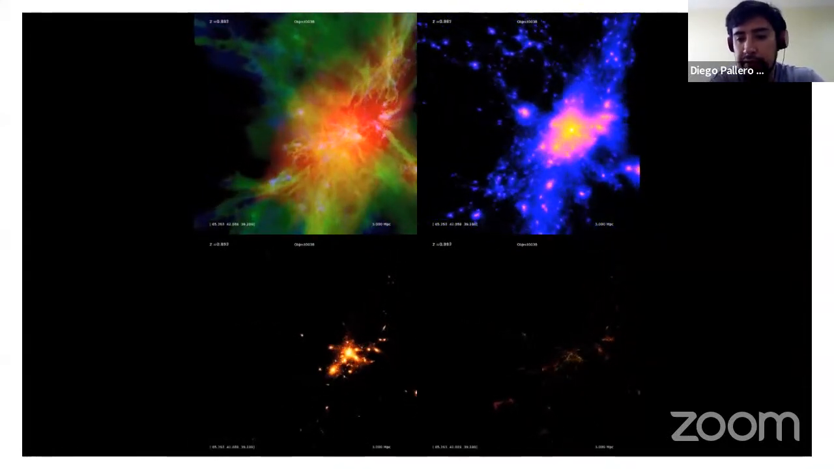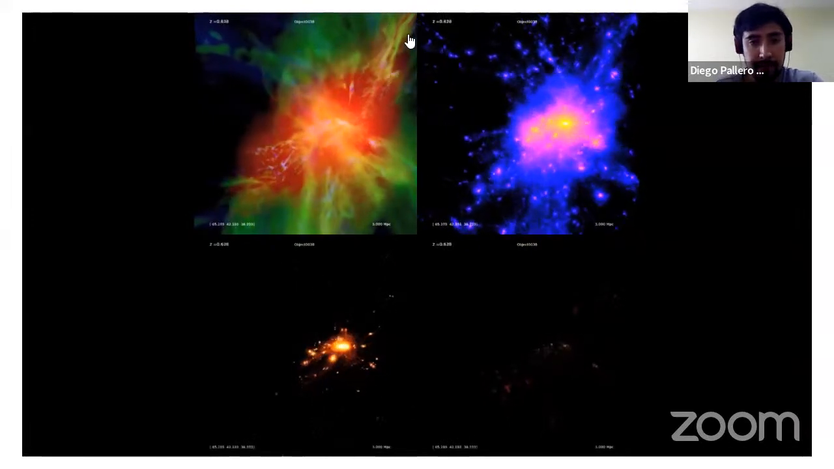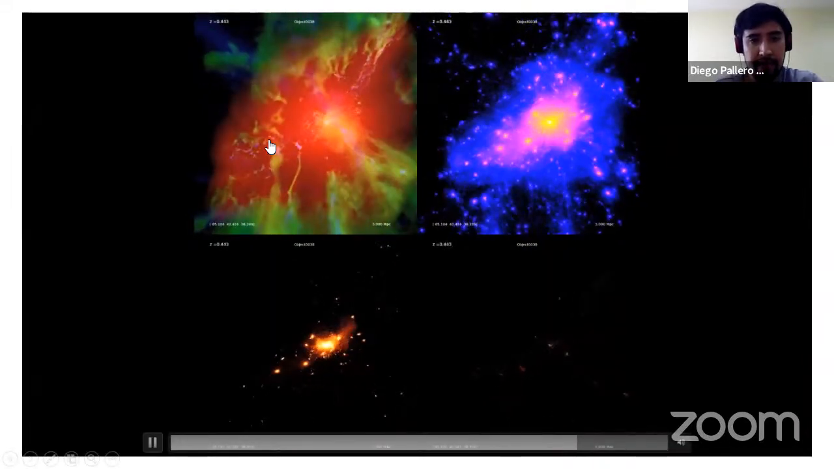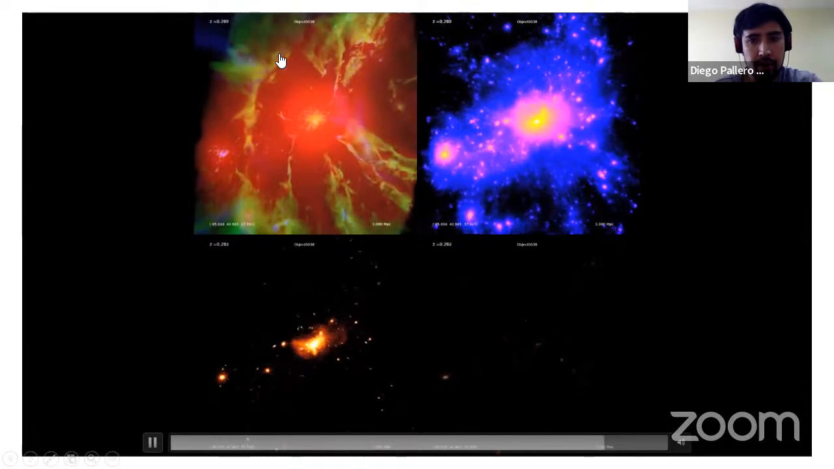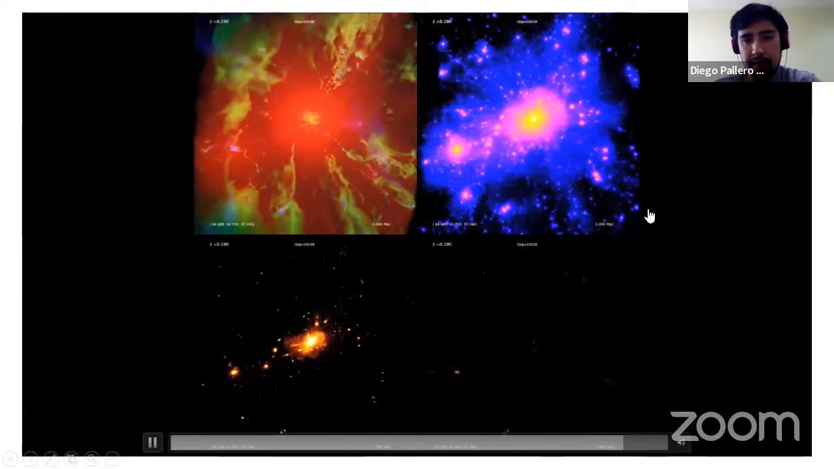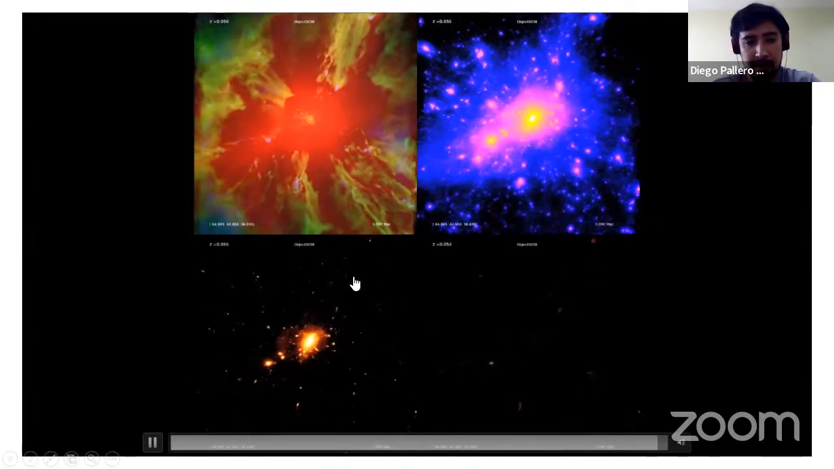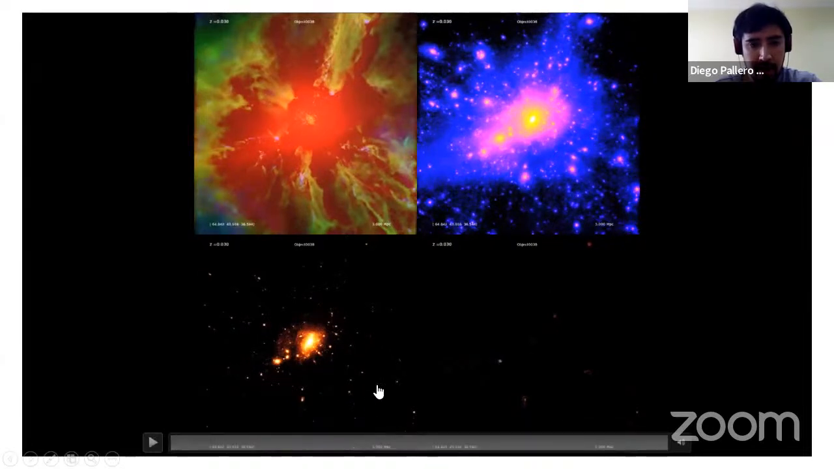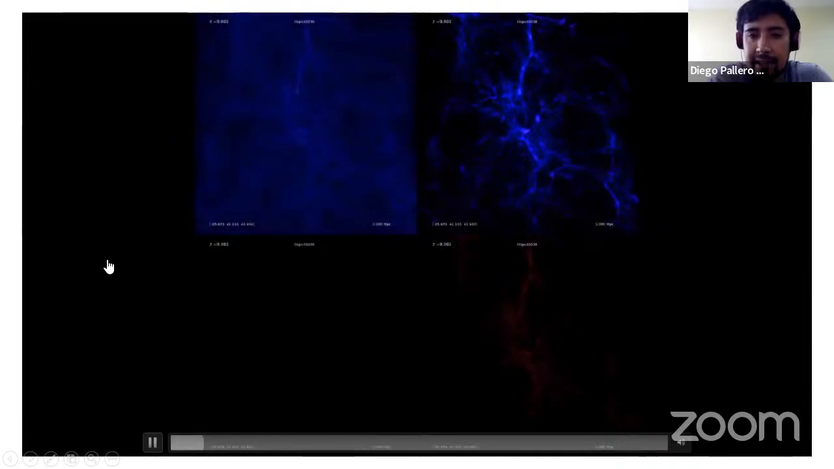And you can see the evolution of structures throughout time. In the upper left panel, you see the evolution of all the components. In the upper right panel, you see the evolution and collapse of dark matter. Lower left, you see the evolution of stars, and lower right, you see the evolution of gas. I'm going to play the movie again just for you to see.